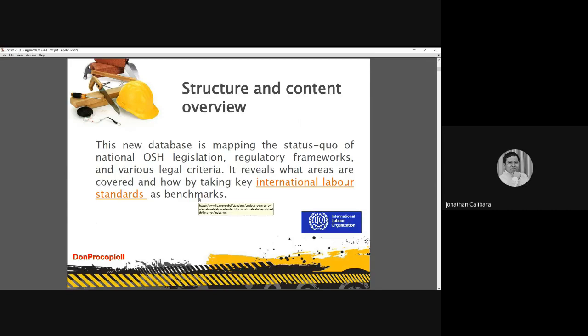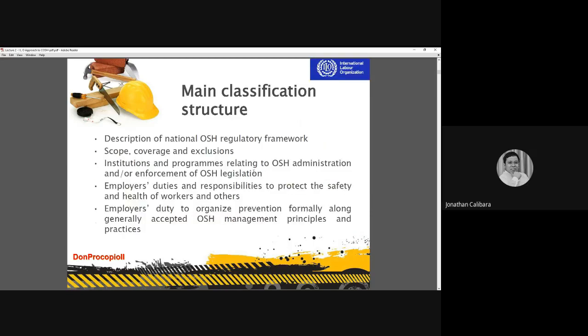Okay, next. In the next slide, the main classification structure is how ILO is structured, no? Giunsa siya or unsay naa sa ILO, okay? Here, ato ning hinay basa. First, we have the description of the national OSH regulatory framework. It defines the regulation frameworks set by ILO.